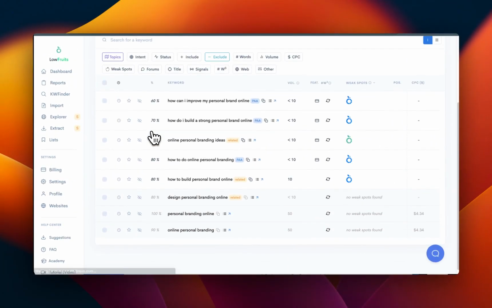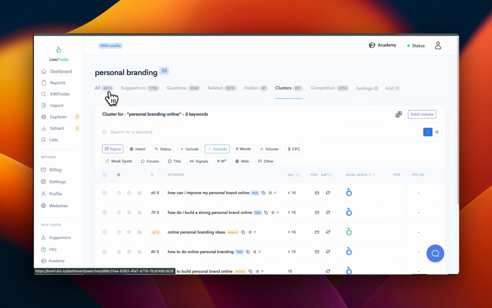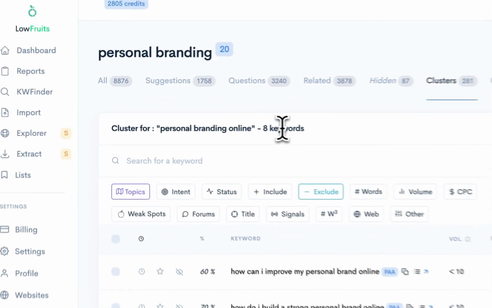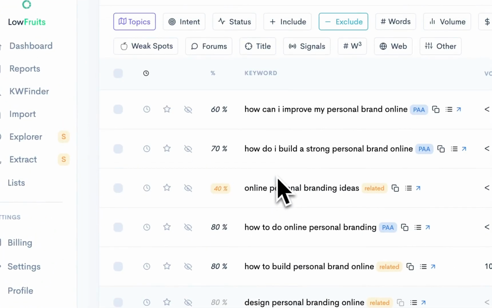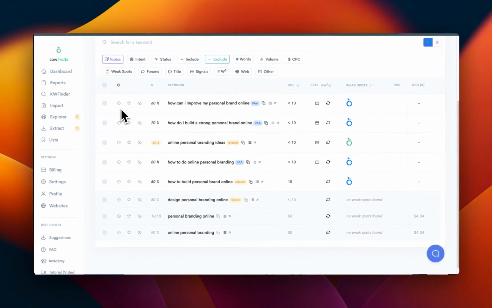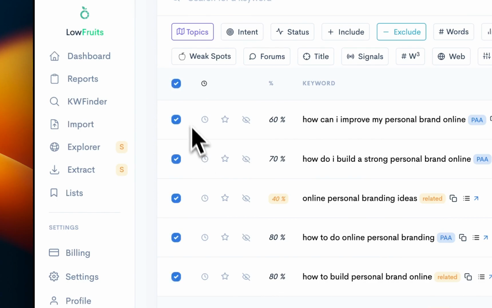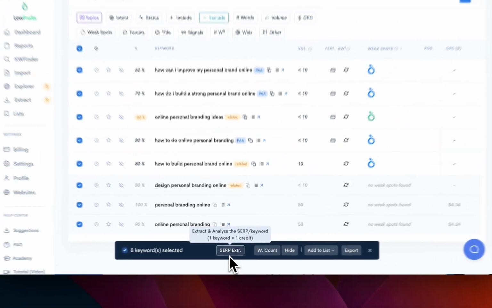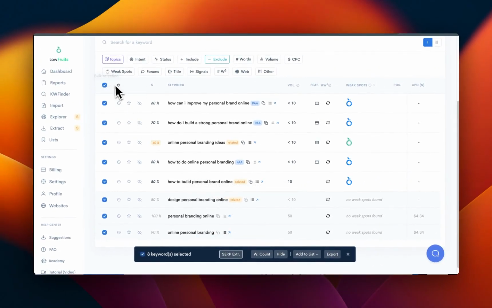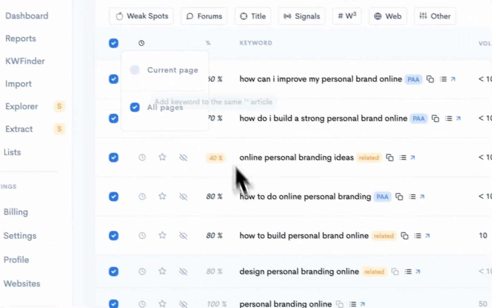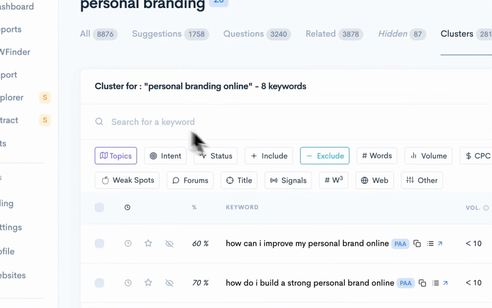We do have, I think they said 8 keywords in this little cluster. Yeah, 8 keywords in this little cluster. And if you're like, wow, I really like this, I'm going to expand this out even more, you can just click on here and then you can keep extracting the SERP out to further build this one out, which is the amazing thing about Low Fruits here.